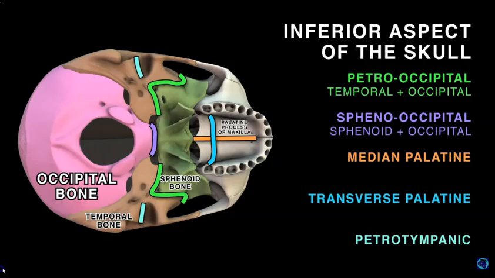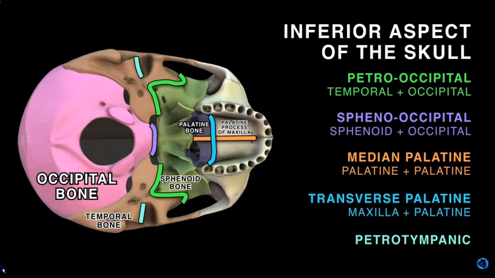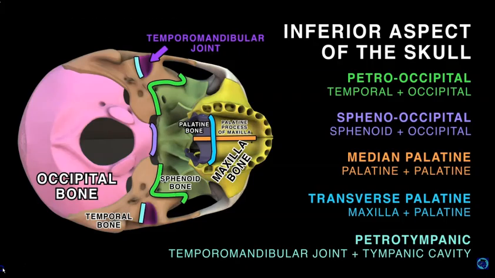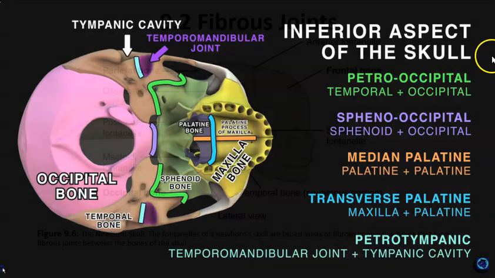The median palatine suture runs between the horizontal plates of the palatine bones. The transverse palatine suture runs between the palatine process of the maxillary bone and the palatine bone. Finally, the petrotympanic suture is located between the temporal mandibular joint and the tympanic cavity.